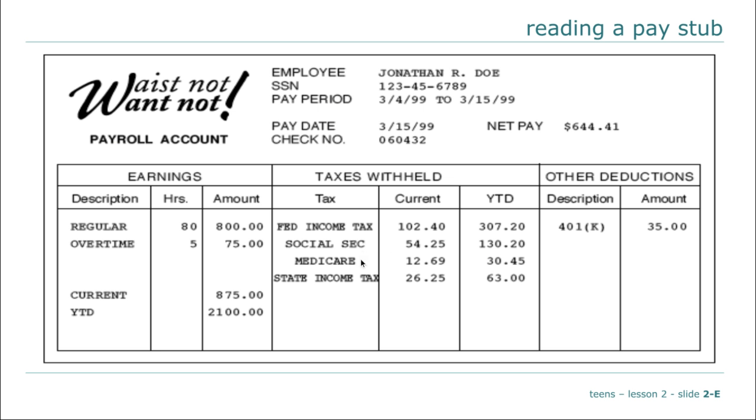Social Security and Medicare, these are federal programs that employees have pay withheld for. You'll see the current withholdings here and the year-to-date withholdings right there. Other deductions. In this area, you may find maybe a gym membership, maybe a meal plan, if that's a part of your employment. In this case, this is a retirement plan. It's a 401k. So Jonathan Doe is contributing $35 every pay period to his 401k.